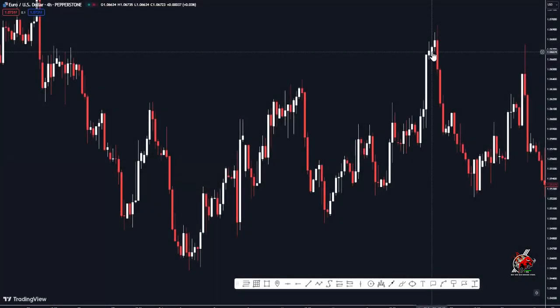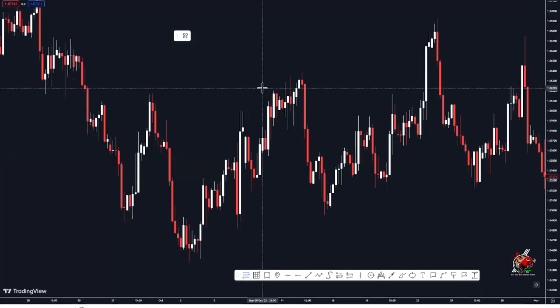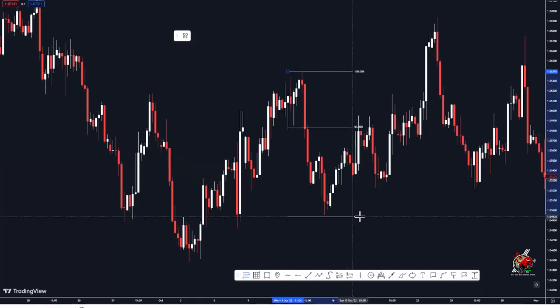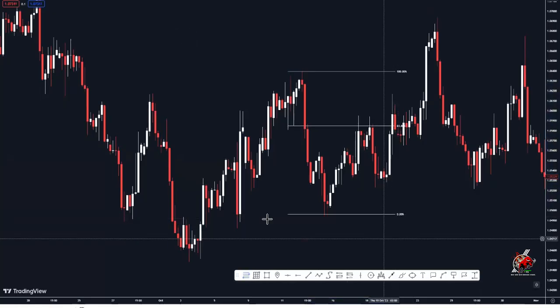So we're going to dive into golden zones. You take your fib tool, it's Fibonacci, and then you mark the high of the leg to the low, right there. Just like that. So this is our 61.8 level.